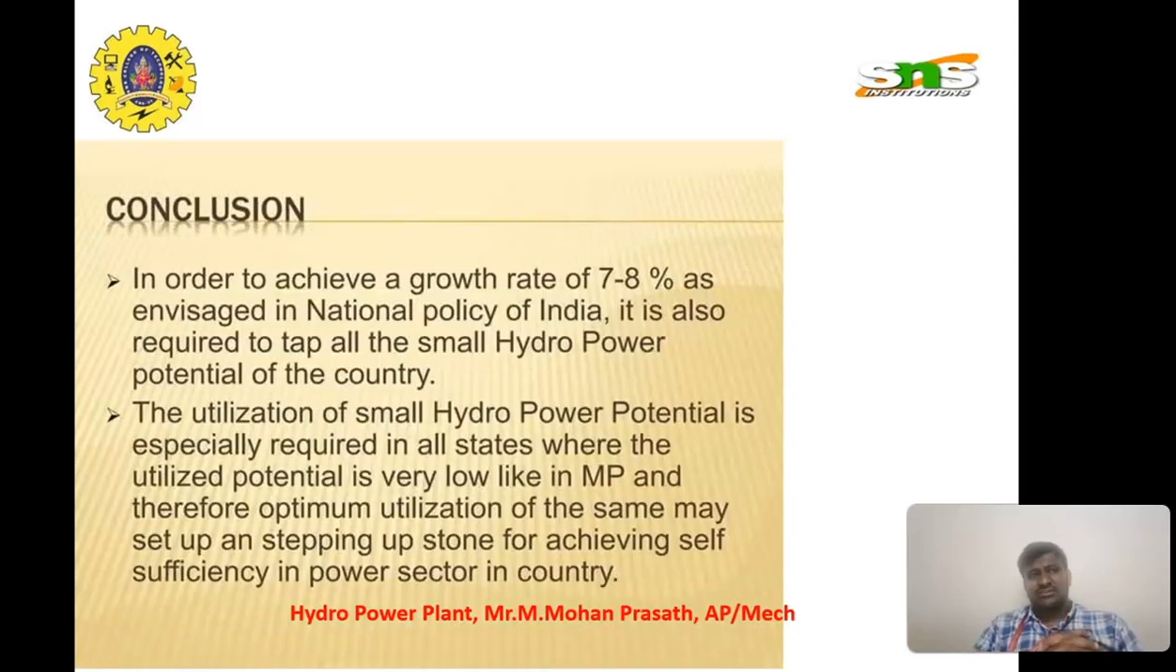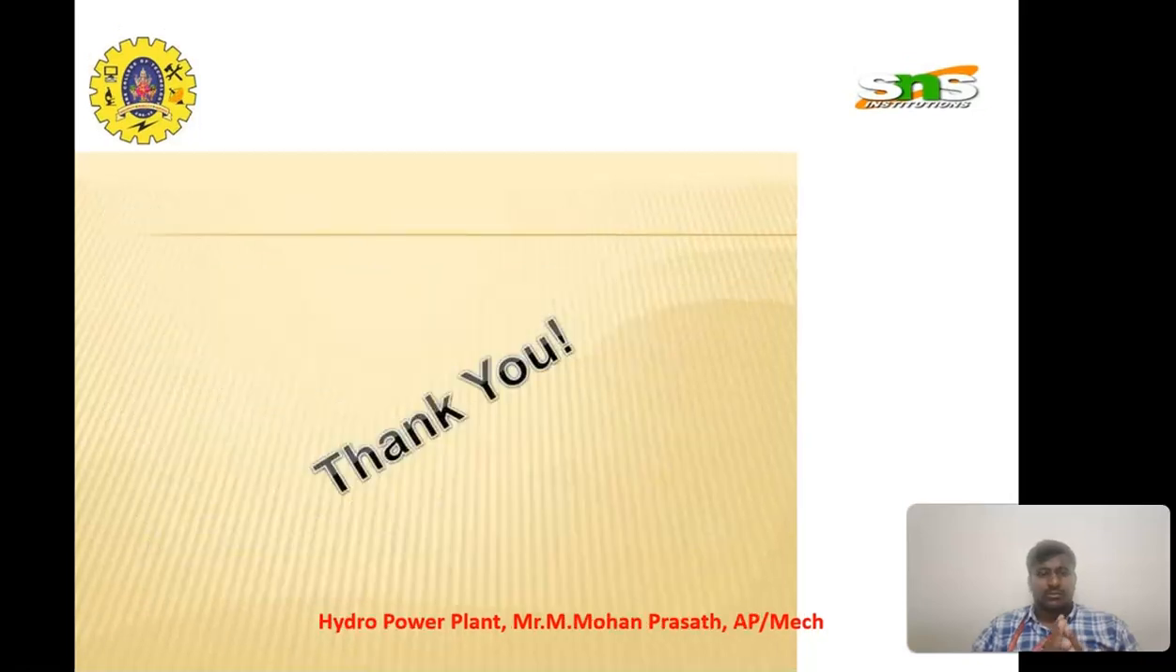Finally, conclusions. We have produced a number of electricity from the hydropower. However, optimization may be needed to improve the power rate of the hydropower plant. It was stated that small hydropower plants are required in all states to improve the power rate of the hydropower plant. Thank you.